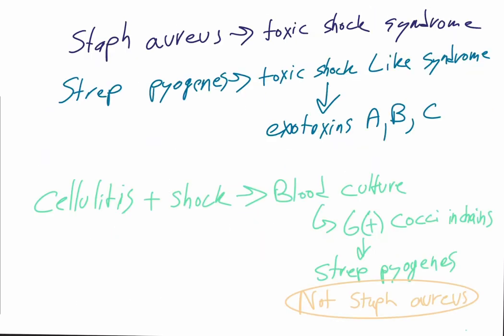Staph aureus is associated with toxic shock syndrome. This is from tampons or nasal packing. Strep pyogenes can cause toxic shock-like syndrome due to exotoxins A, B, and C. If a patient has cellulitis and shock, and blood cultures show gram-positive cocci in chains, think Strep pyogenes, not staph.